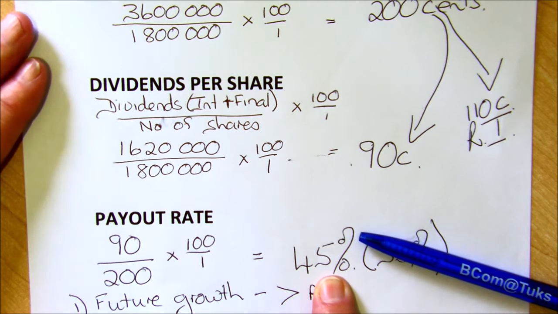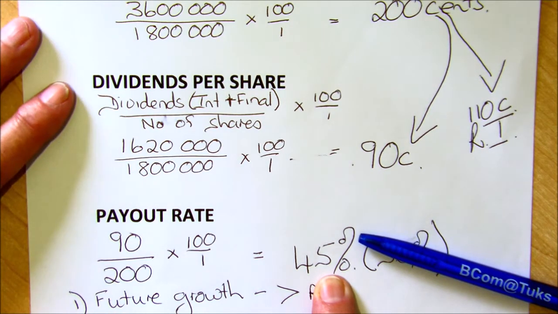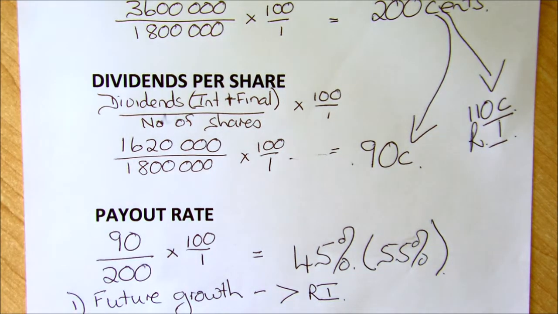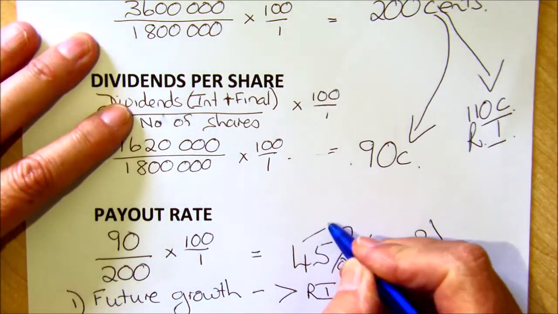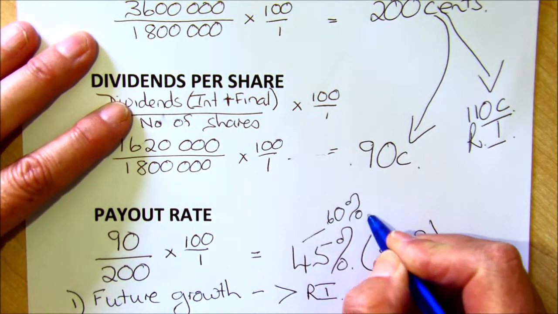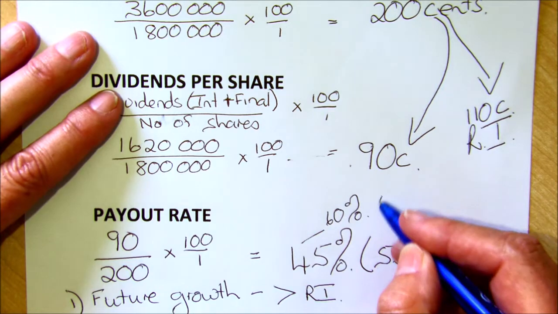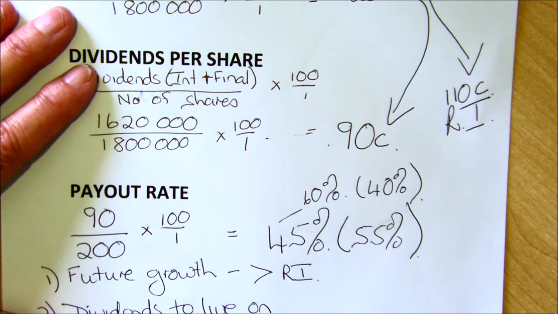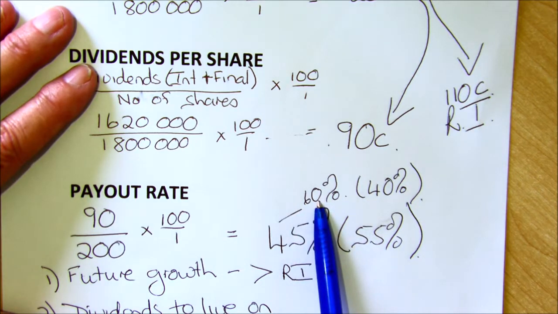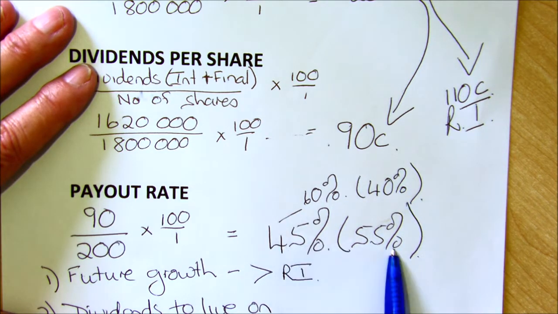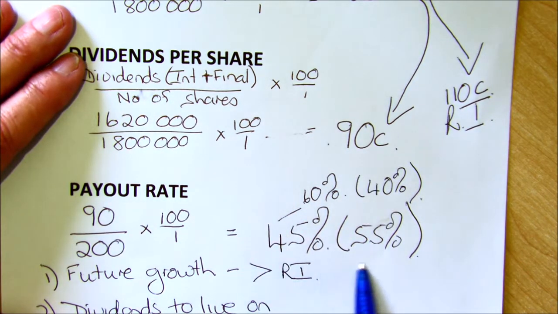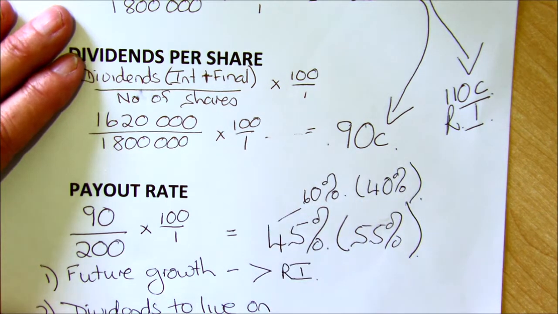Now, whether that's good or bad will first of all have to be compared to last year. So let's say, for example, that last year they paid out 60%. Which means that last year they would have only retained 40%. Because they paid out more last year, they would have retained less than what they have done in this year. Now, which situation you would be happier with depends on the type of shareholder you are.